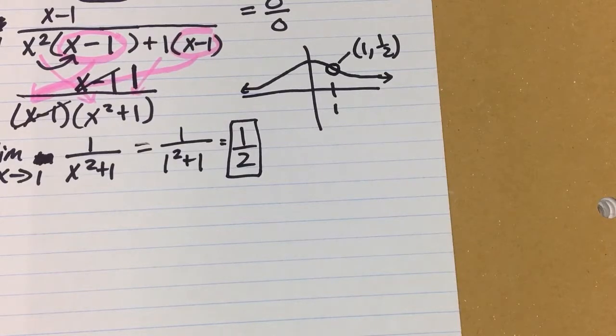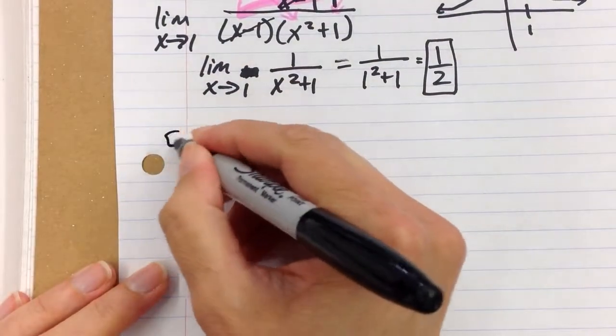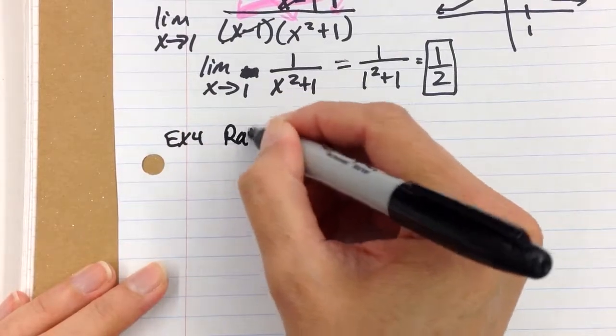That's example 3. Example 4, the rationalizing technique for example 4. Okay, let's put the rationalizing.